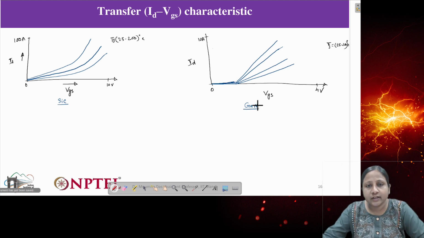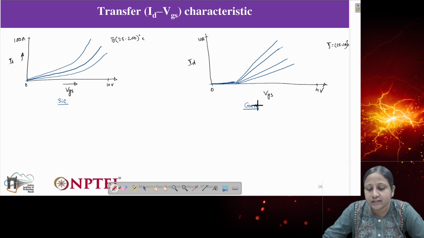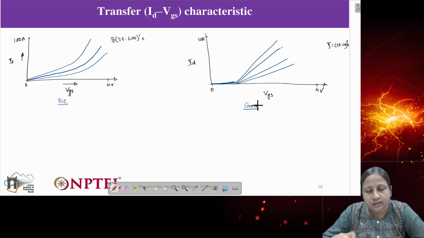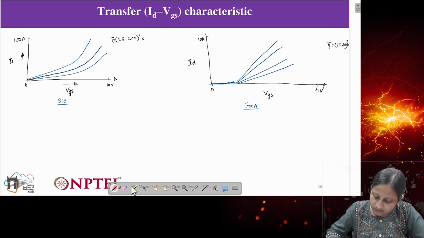So what are the things you will get? Miller voltage, threshold voltage, and then transconductance. These are the parameters you will get from these characteristics.